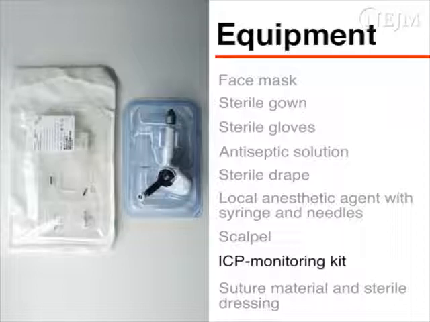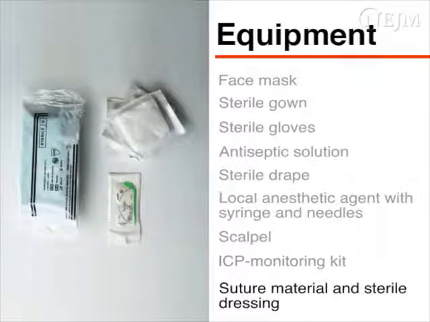The kit should contain a twist drill with a drill bit, a bolt, an ICP sensor and a transducer. Finally, you will need some suture material such as a 3/0 nylon and a sterile dressing.